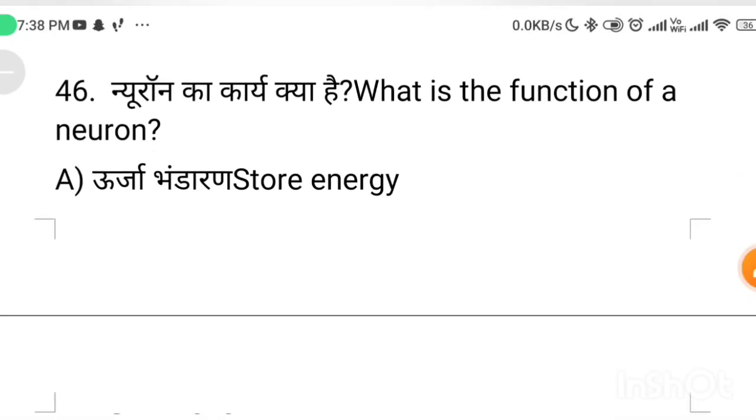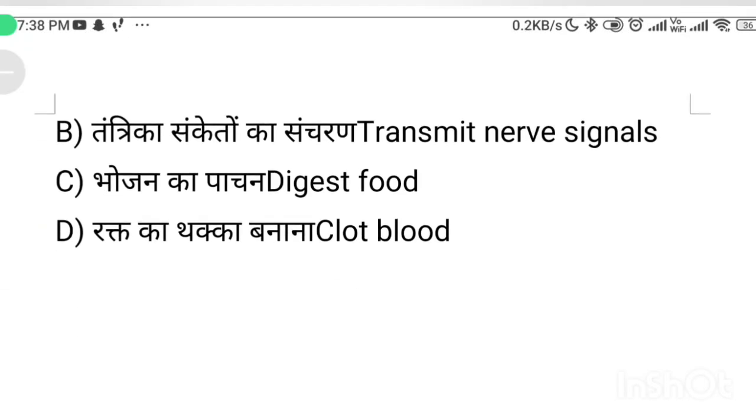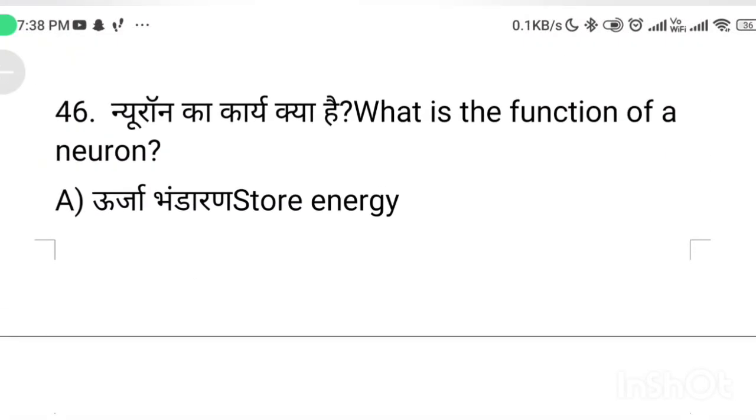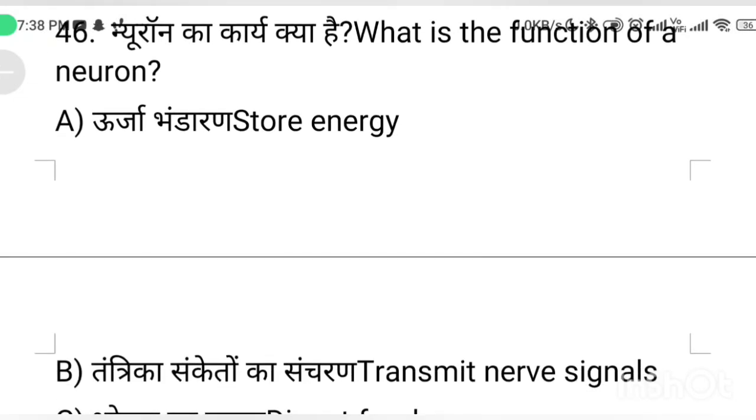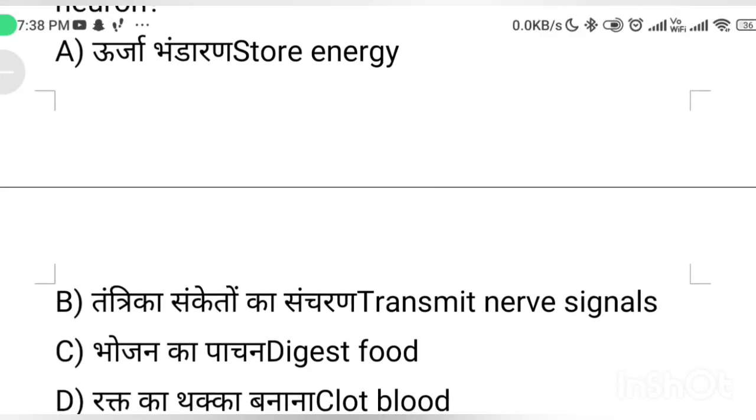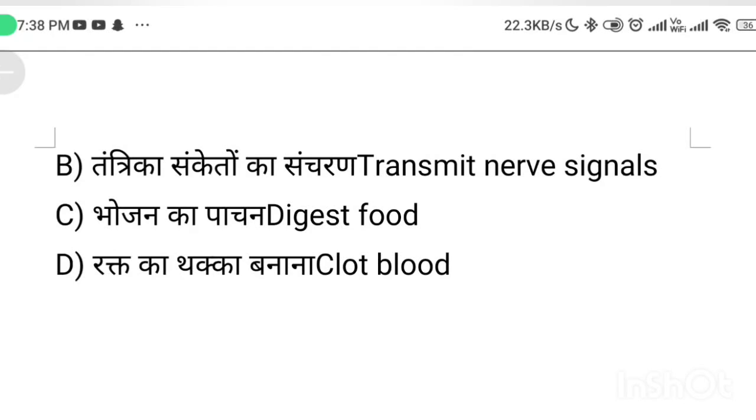Next question. What is the function of the neuron? Option A, store energy. Option B, transmit nerve signal. Option C, digest food. Option D, clot blood. Neuron function is transmit nerve signal. Option B is correct.